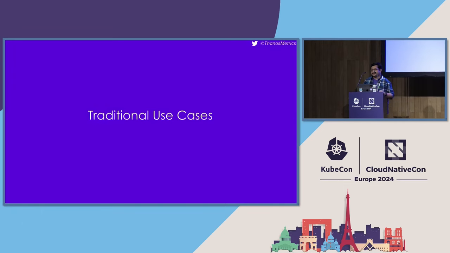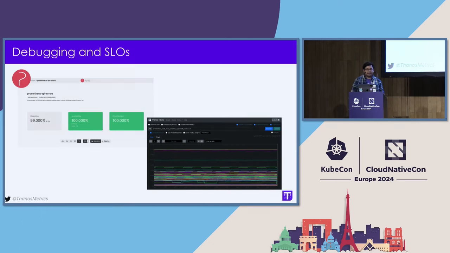And so we now have some notion of what a standard Thanos setup kind of looks like, and we can move on to refreshing our memories on what some of the traditional use cases for these metrics are, starting with debugging and SLOs. And so most of you will probably already be aware of this, but the single most common use case of metrics is to use it for debugging.